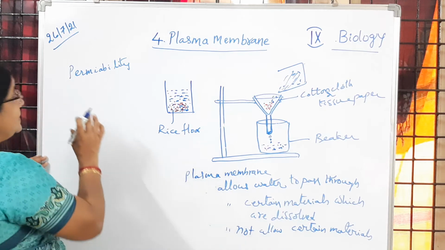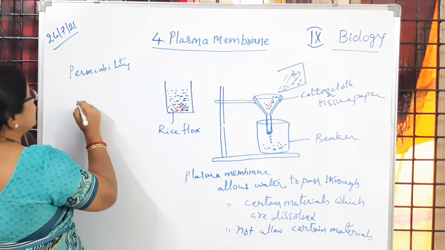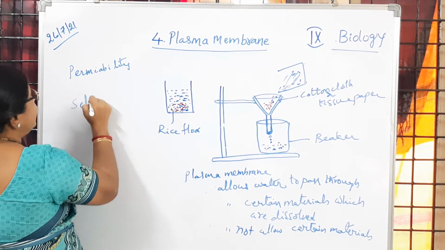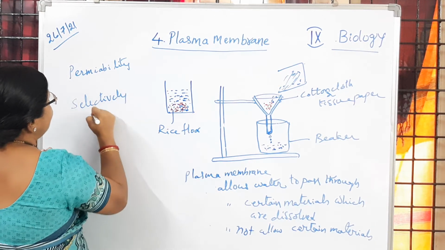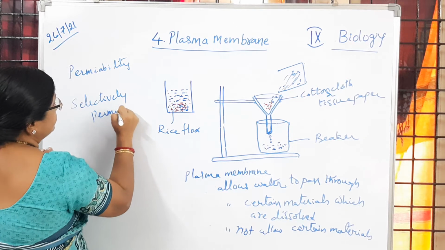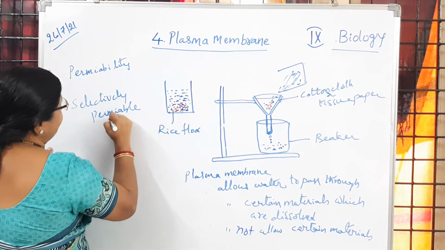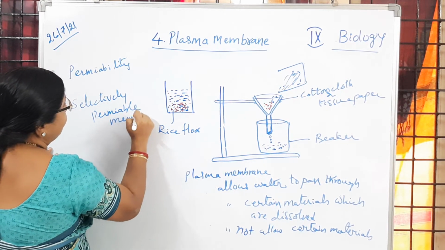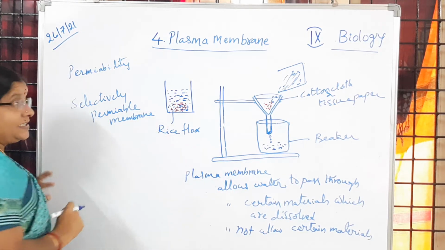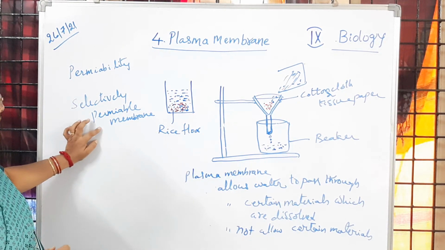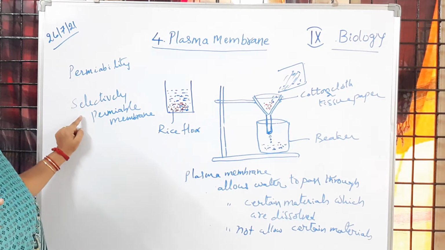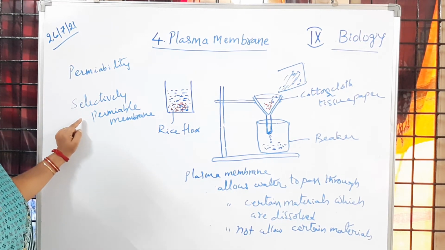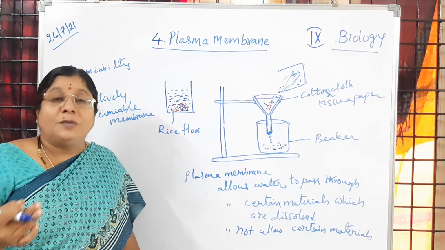So that's why this plasma membrane is also called a selectively permeable membrane. It is called a selectively permeable membrane. Have you followed? So now the plasma membrane is selecting the materials which are supposed to enter.